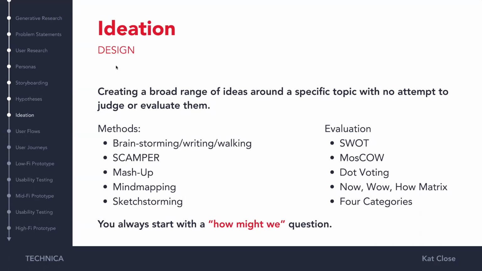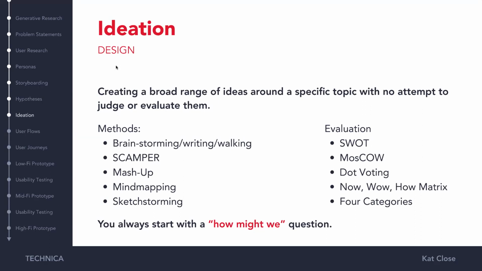Methods of that include the strengths, weaknesses, opportunities, and obstacles matrix, Moscow matrix, dot voting, now, wow, how matrix for categories. Again, we could spend an entire workshop on those things alone, but for the sake of time, I'm providing you the names so that you can do a little bit of your own digging after the fact.